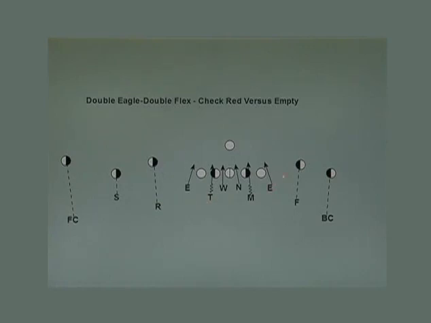Now, a lot of people, I've heard a lot of debate on this, and how do you defend the empty set? To my way of thinking, what I want to do is send six guys because somebody's going to come free. And in some of the game clips, you're going to see some check red. We played a team in the Sun Bowl our first game one season, and we got a whole bunch of sacks on this thing. This poor quarterback, he was a sophomore, and I really felt sorry for this kid because he was getting sacked all the time.